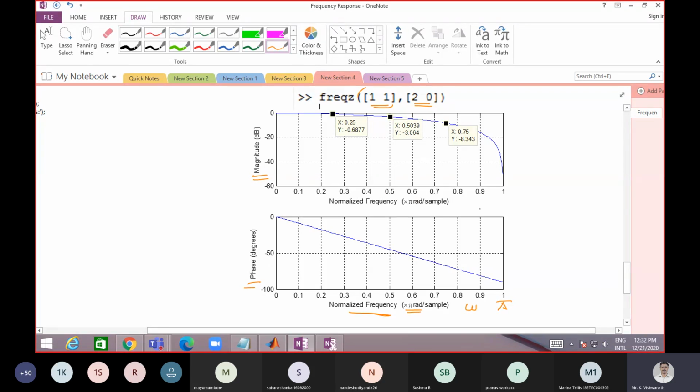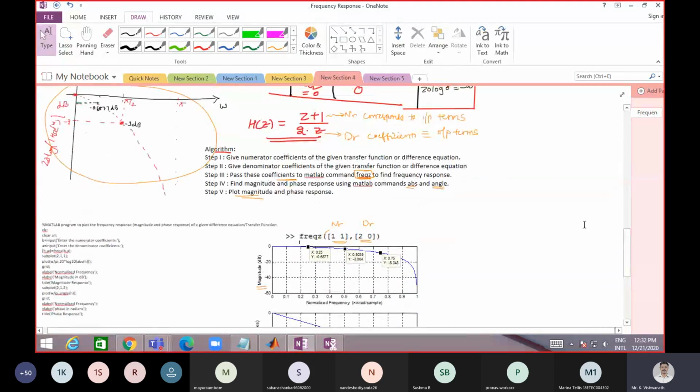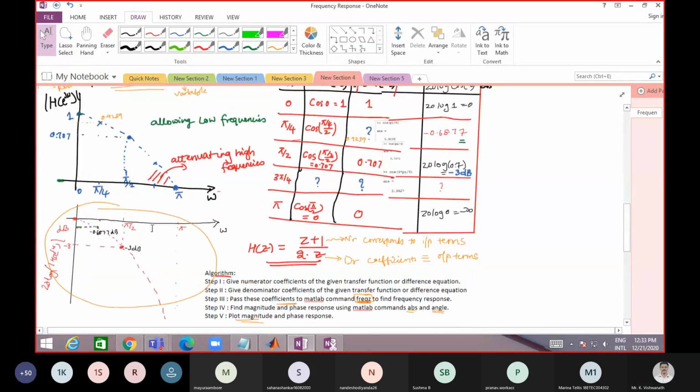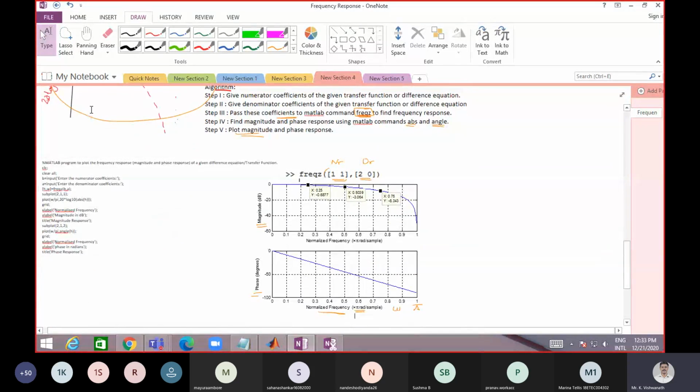Now you see here what we have got and what we have practically been able to achieve. At this point when omega equals 0, the magnitude response looks like a lower slope curve, but it looks a bit different because our scale is not proper. It's not logarithmic in nature.